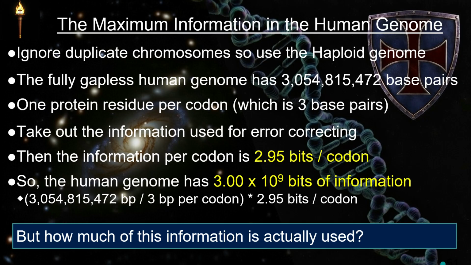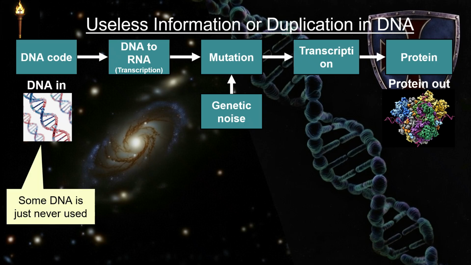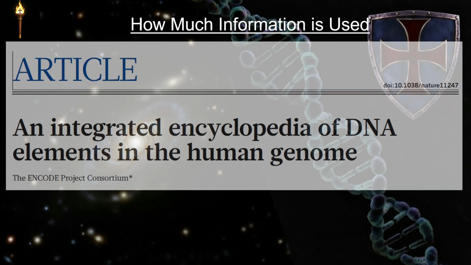But again, we have the used information, and then we have this junk information, and we need to figure out how much of that 3 times 10 to the 9 bits of information is actually used. Now, one of the things we've talked about is that there's some useless information or duplicated data in the DNA. So we need to account for that. So how much information is used?